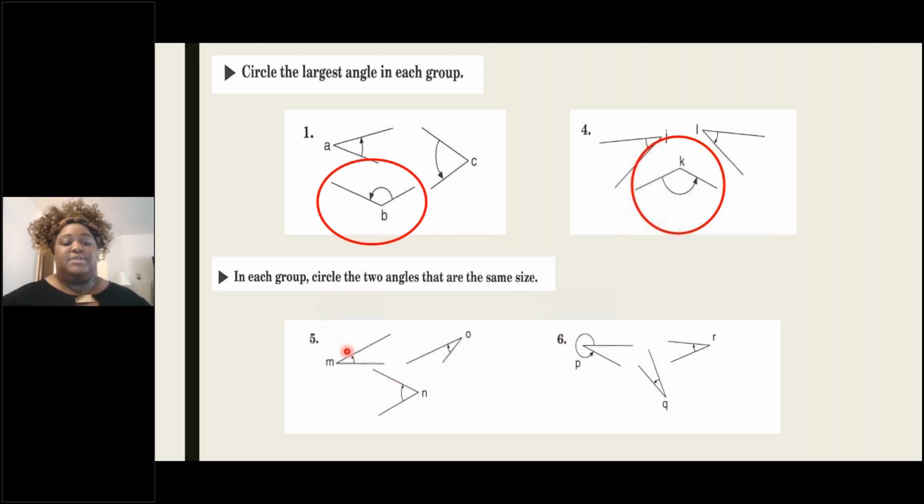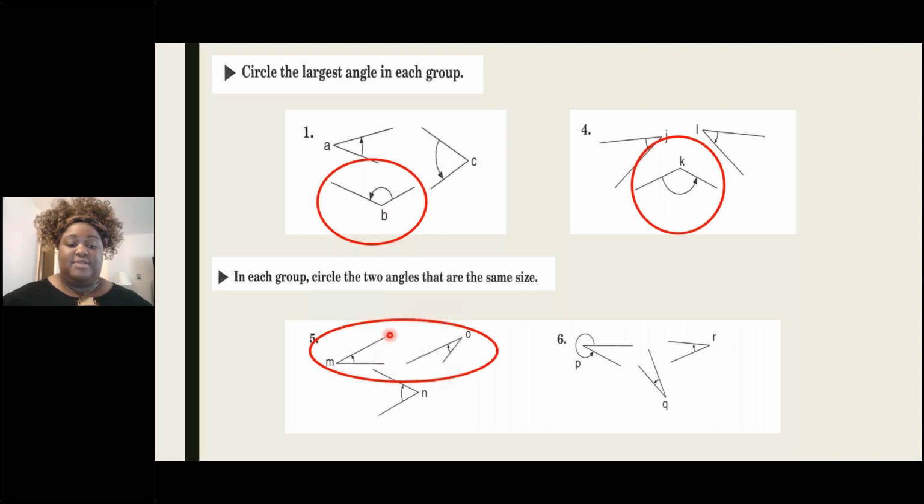The next exercise wants us to circle the two angles in each group that are the same size. So here we have angle M, angle N, and angle O. Two of these angles are the same size. Looking at these, which ones do you think would be the same size? I'll give you a minute to look at them. Okay, so the two that are the same size are angle M and angle O.